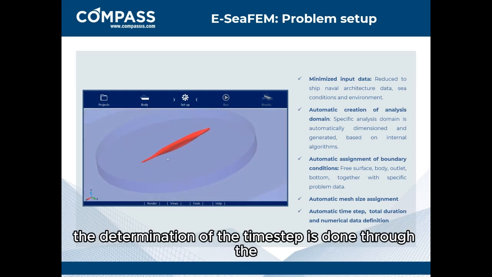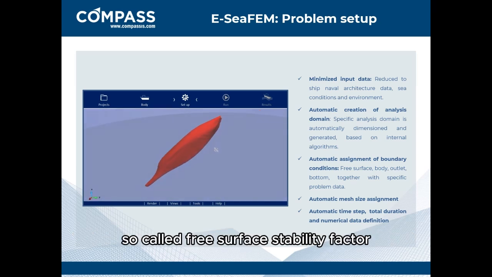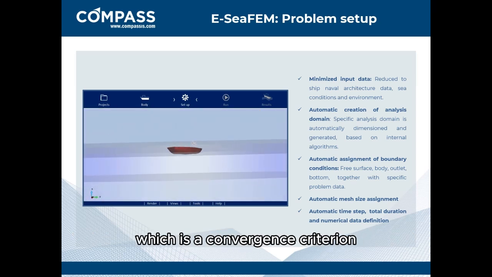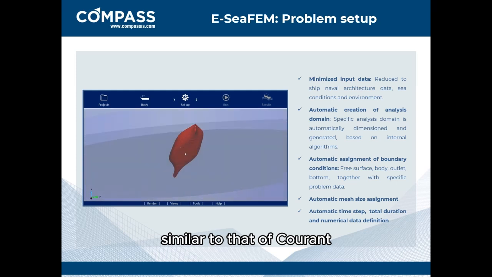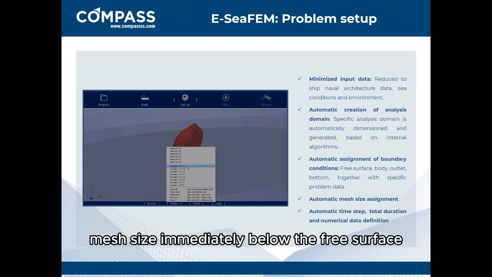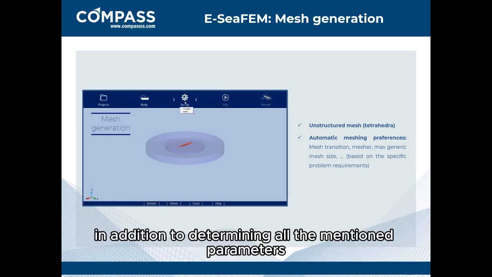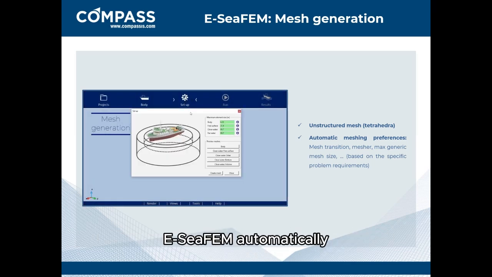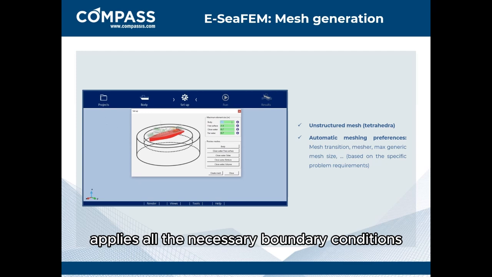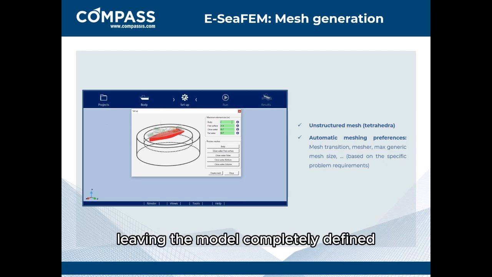In this case, the determination of the time step is done through the so-called free surface stability factor, which is a convergence criterion similar to that of Courant, which relates the time step to the volume mesh size immediately below the free surface. After this step, in addition to determining all the mentioned parameters, E-SeaFEM automatically applies all the necessary boundary conditions, leaving the model completely defined and ready for meshing and for performing the calculation.